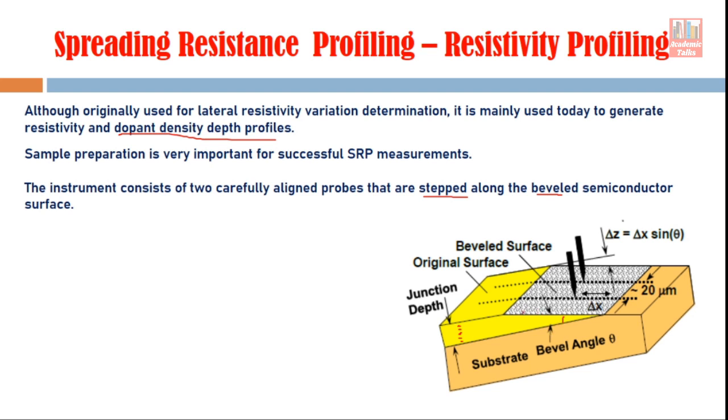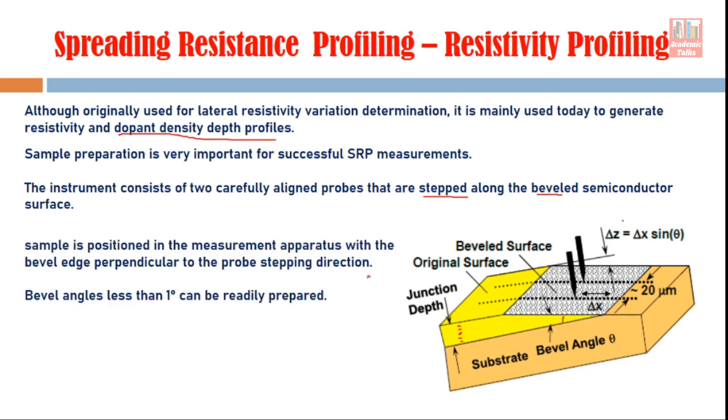And then once you have this kind of slope, this sample is positioned in a measurement apparatus with the bevel perpendicular to the probe stepping direction, and this angle is 1 degree or something like this. So that's what I was telling you. Actually what happens is this entire sample is tilted. After creating this kind of slope, the angle is 1 degree. So here also you can see this angle is about 1 degree. If you extend it like this, this angle is 1 degree, and this angle here also is 1 degree.